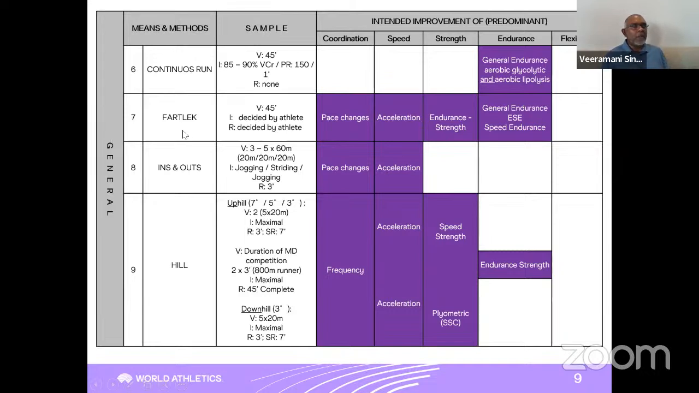Fartlek, or we call it tempo variation runs, that we can use. Intensity can be decided by athletes, recovery also decided by athletes. So the beauty of tempo or fartlek is that it is athlete driven, or it could be pre-designed for the athlete to make use of. Coordination is part of changing pace, needing to accelerate to run faster and then to relax a little bit. It will be predominantly endurance, but strength related.